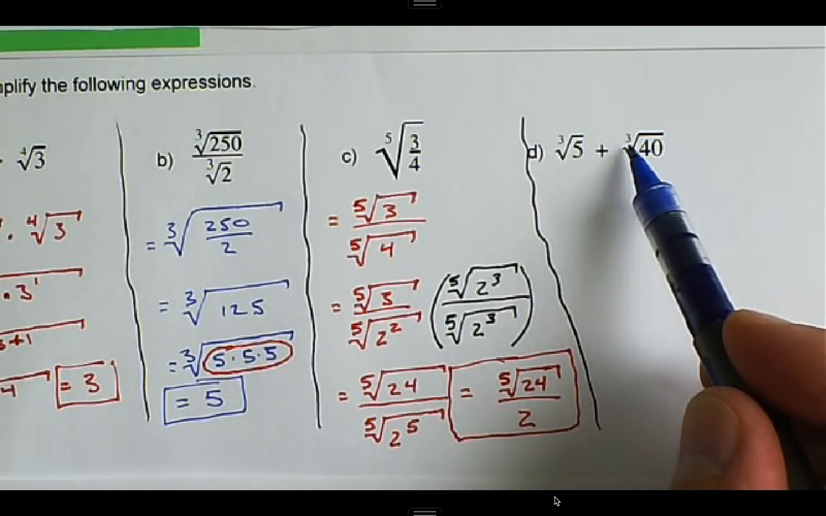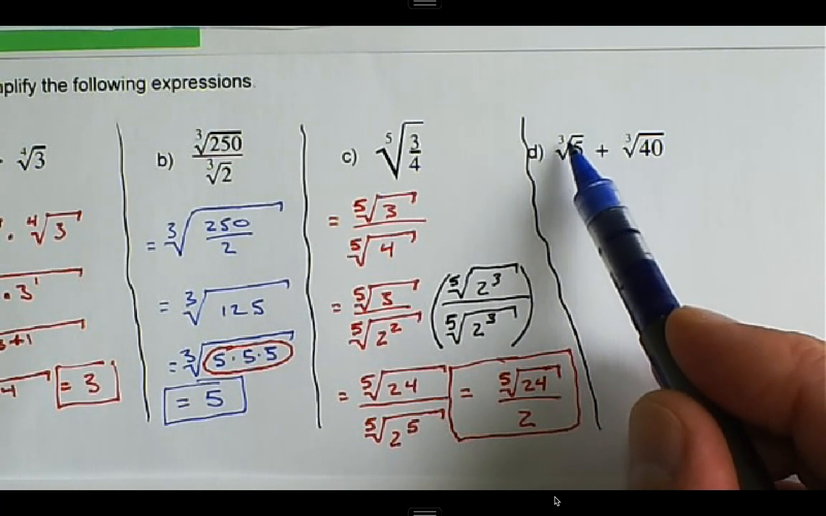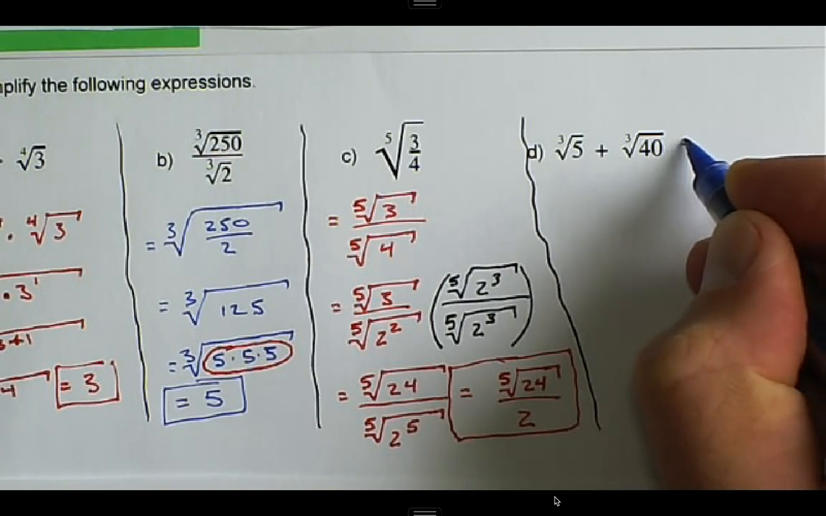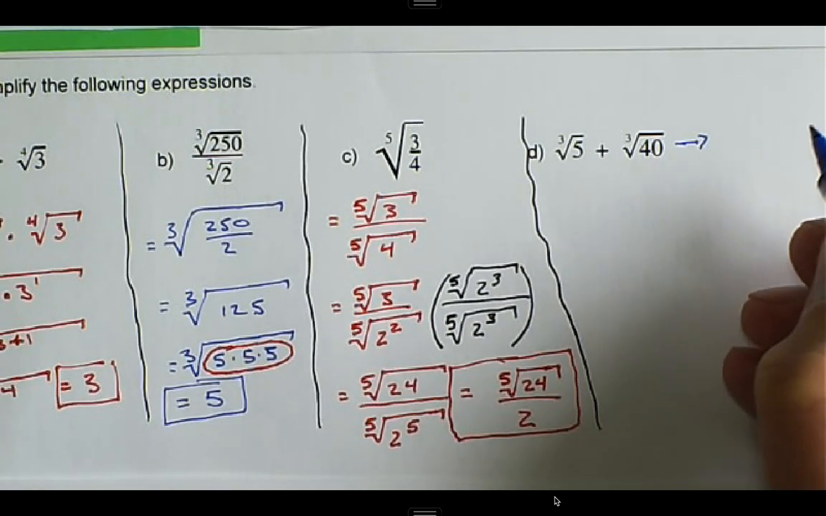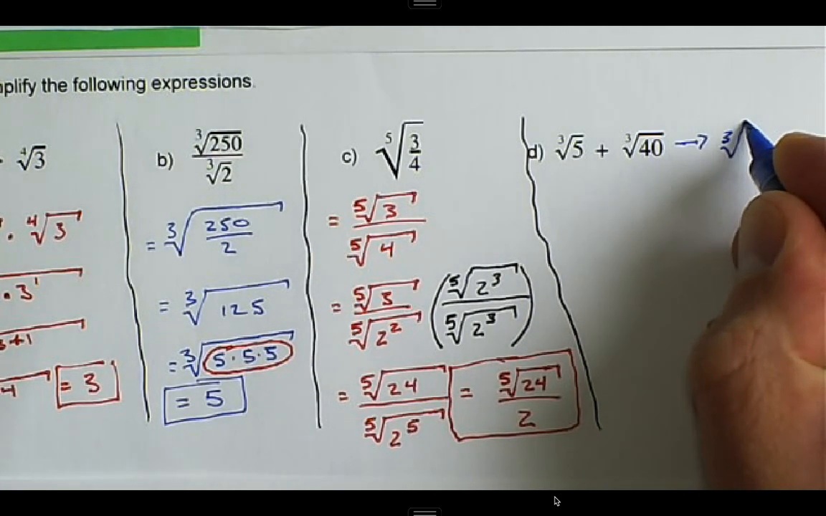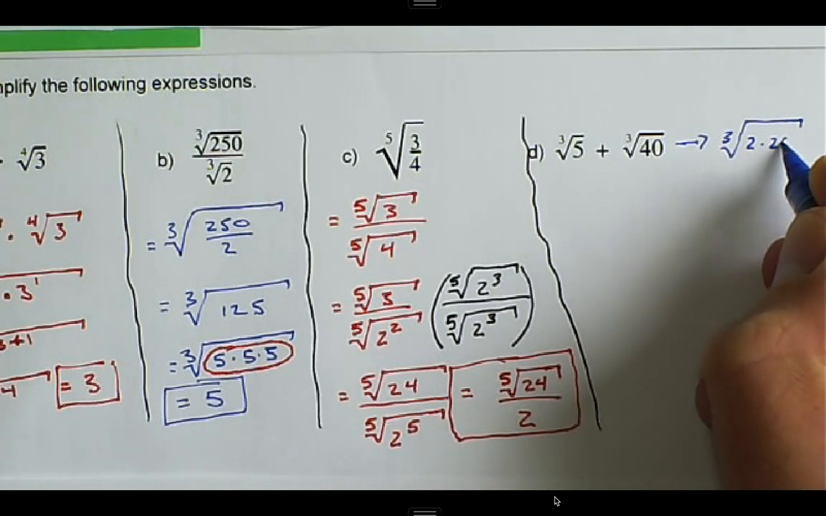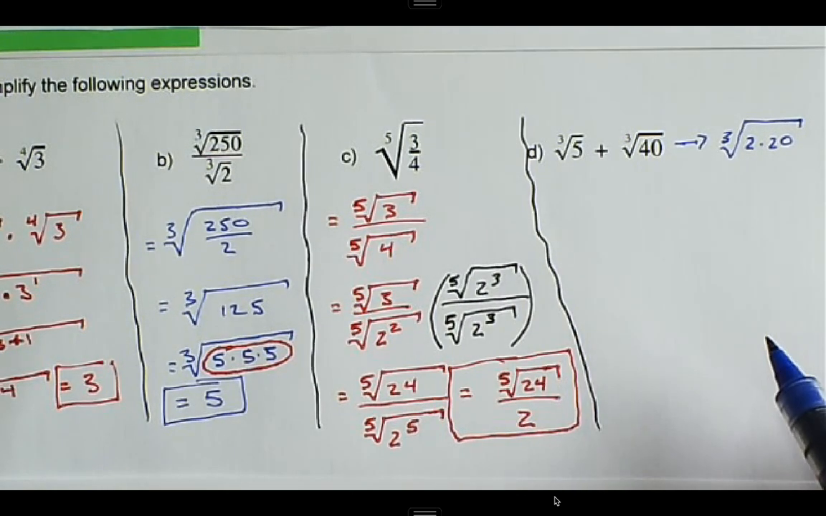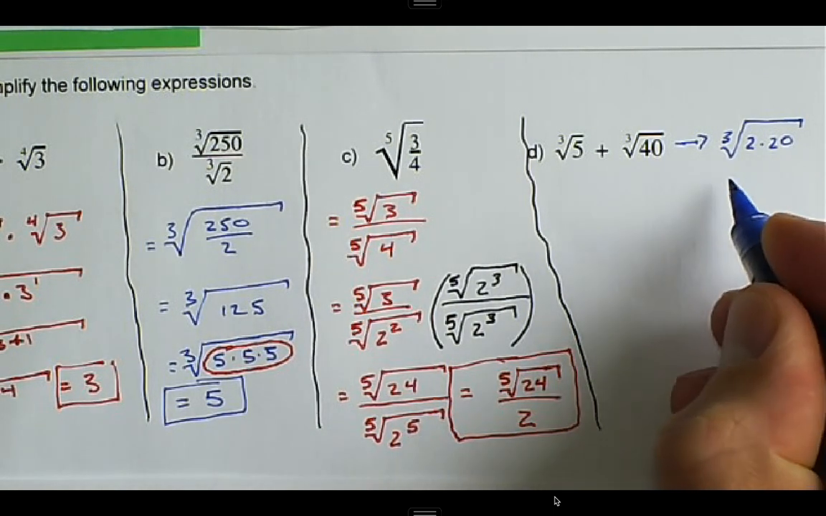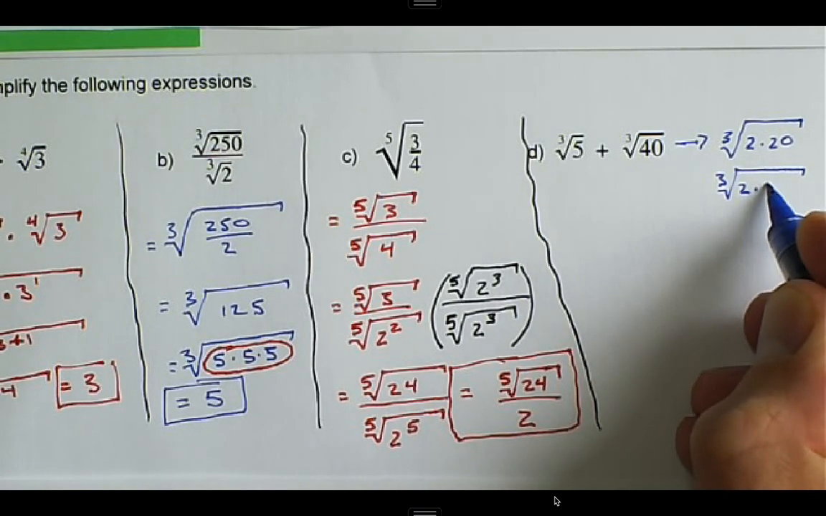So if we can get the cube root of 40 to be some form of the cube root of 5, then we can add those together. So another way that we can write the cube root of 40 is we can say the cube root of 2 times 20. Okay, still haven't gotten there yet. Well, another way that we can break 20 down is we can say that's 4 times 5. So the cube root of 2 times 4 times 5.